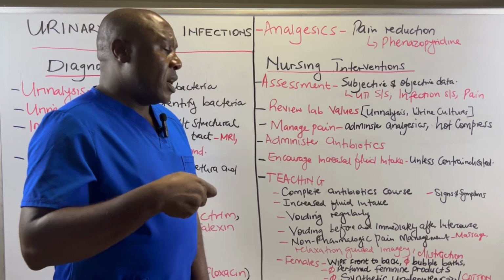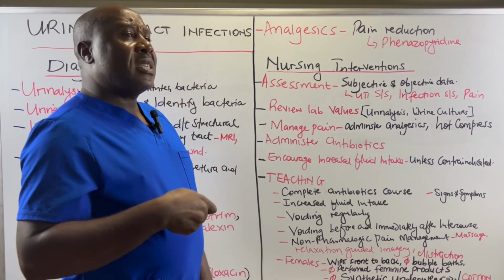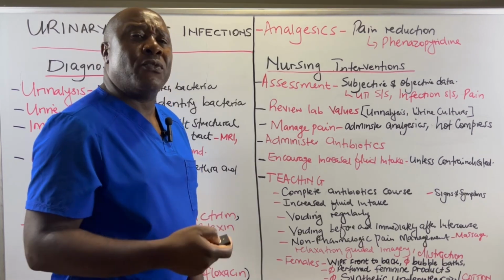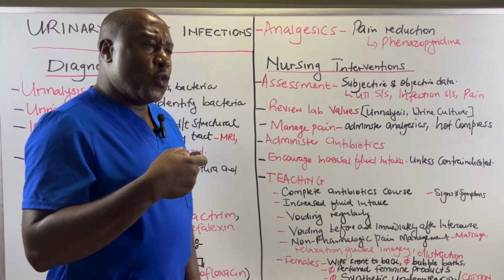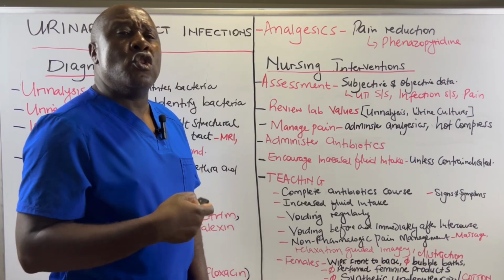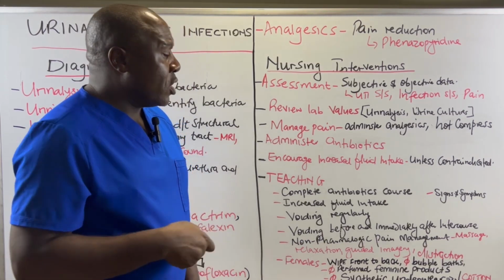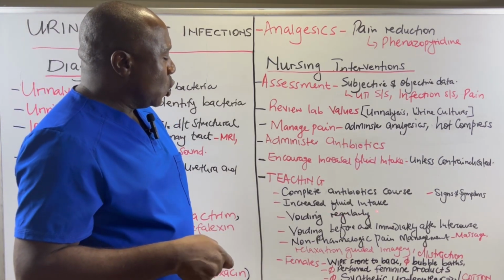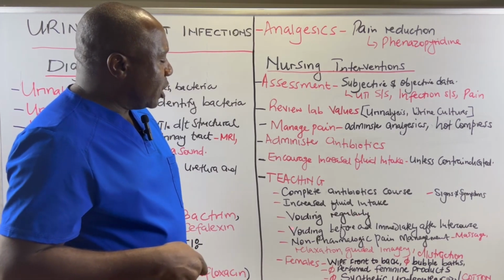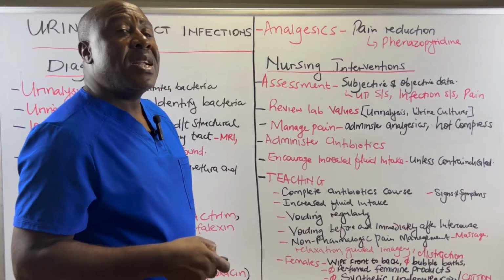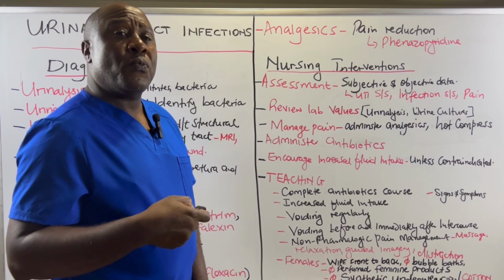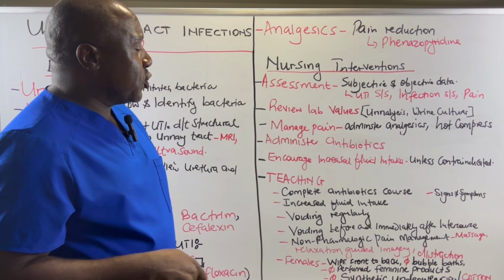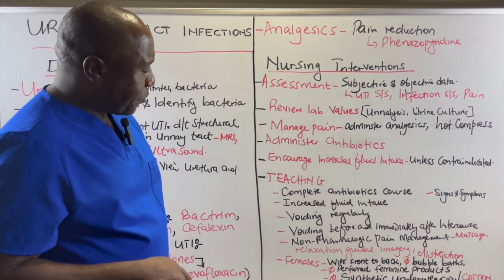So void regularly. Even at times when you don't feel like voiding, just try to go and void, so as to pass urine. Or when you feel like voiding, do it immediately. Do not postpone, because if you postpone, you are just creating ground for growth of bacteria. So nurses teach patients to void regularly. They also teach them to void before and immediately after intercourse. This is just to help wash out any bacteria that could have been introduced into the urinary tract.